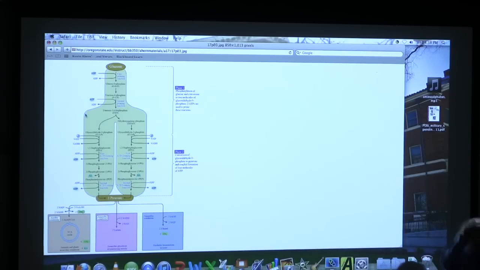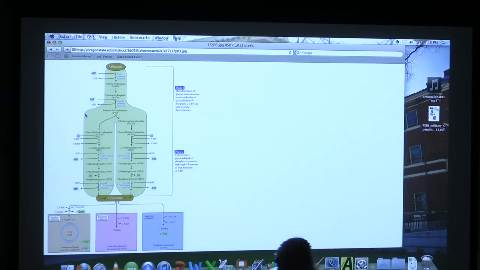Yeah? The part where you split two glucose and get six, something else, can you repeat that? So I have one glucose that has six carbons. Okay. I end up with two pyruvates, each of which have three carbons. Okay? All right. So that's the big picture, right?